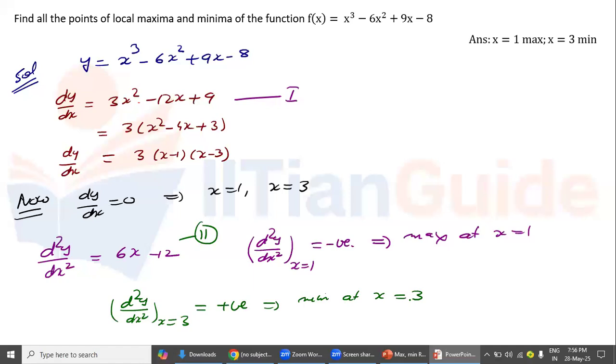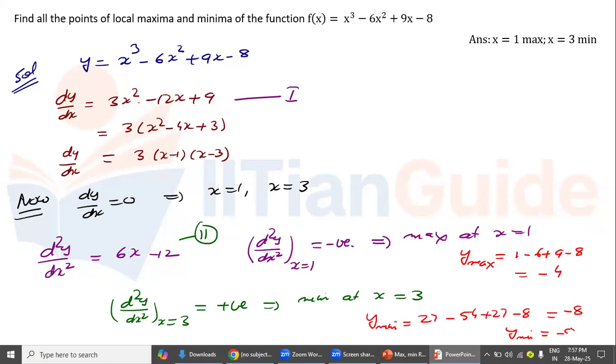Yes, sir. Okay, I am telling you the maximum and minimum values also here. I am getting the maximum at x is equal to 1, the value of the function, the local maximum basically. I will put x to be 1, that is 1 minus 6 plus 9 minus 8. I am getting it to be minus 4. Okay, let's calculate the minimum value. I will put x to be 3, that is 27 minus 54 plus 27 minus 8, that is minus 8. The minimum value I am getting is minus 8. Sometimes they may ask. Got it?